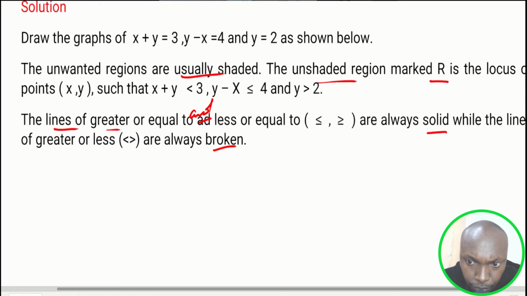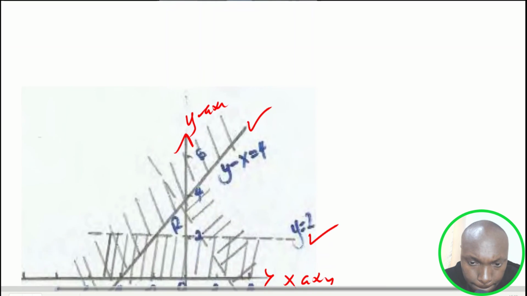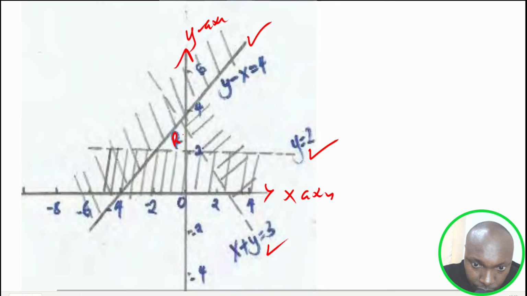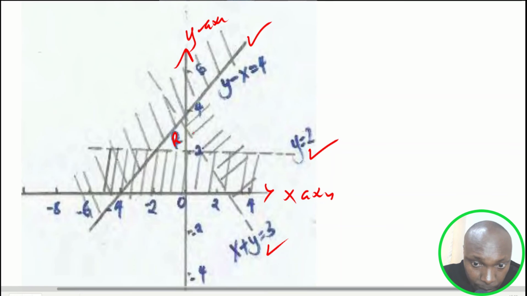Once you draw and shade the unwanted sides of each of those inequalities, there's a part that is going to remain, the unshaded part, which is represented by R. This is the required region, and that is the locus of points that satisfy the 3 inequalities.